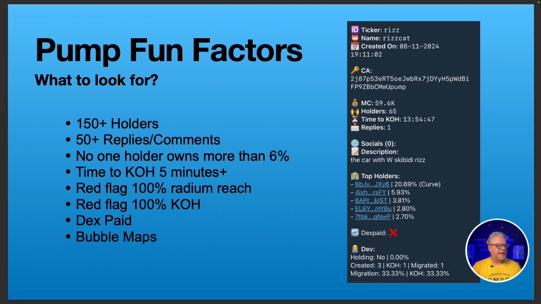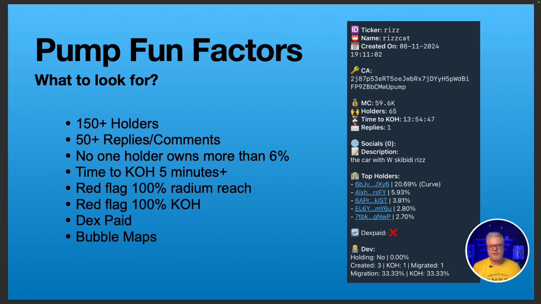Red flags: if a creator has created multiple tokens and is still at 100% migration and 100% King of the Hill, then that is a bit of a red flag. If a dev has only created one token and it's at 100% King of the Hill and 100% migration, that's not too bad either. But just keep an eye on that percentage. If it's always 100% and they've launched multiple tokens, that can be an issue.